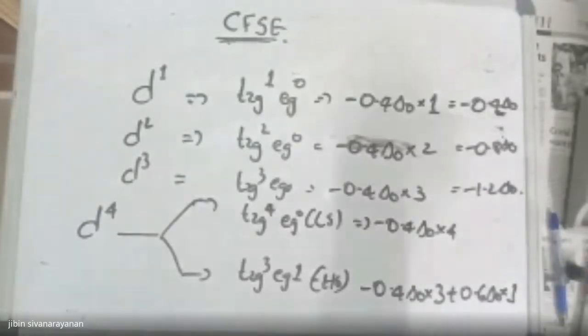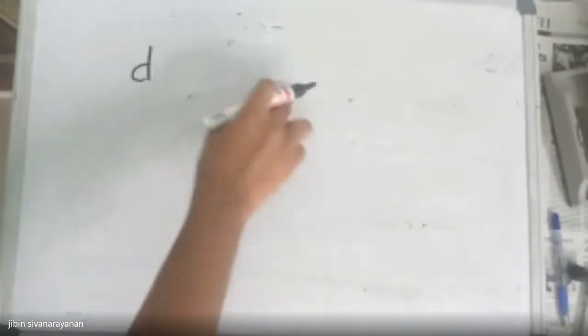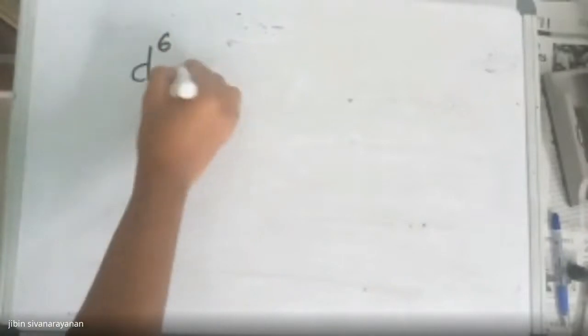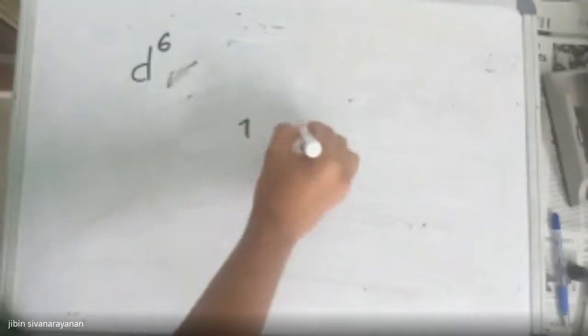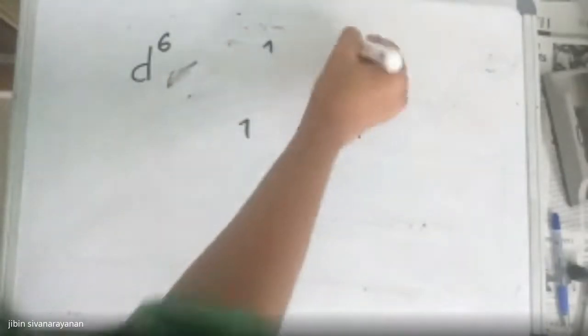Okay, so the rest of them you have to do, and one more thing to keep in mind for low spin complexes. With d6, the different possibilities are 1, 2, 3, 4, 5, 6. This is the high spin combination, whereas in the case of low spin it is 1, 2, 3, 4, 5, 6.